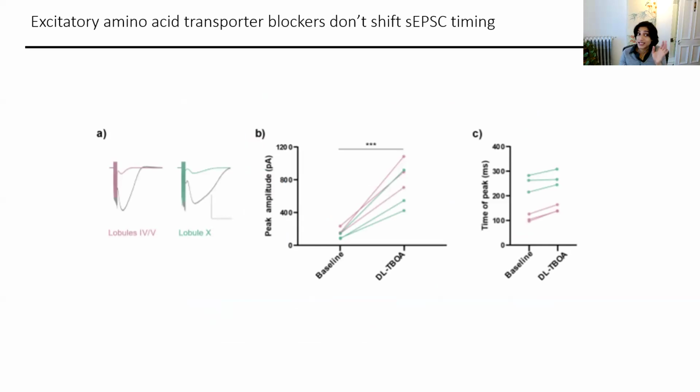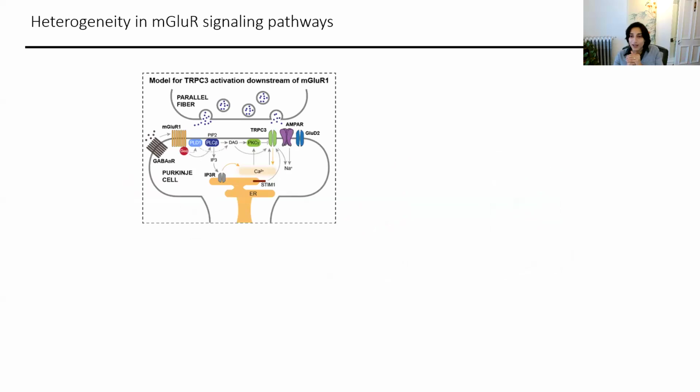We wondered whether it was the excitatory amino acid transporters, which of course would shift the timing of the current. It is not that. It is not sufficient to explain the shift in current. So we come back to this pathway that I showed you a little bit earlier. Where is this heterogeneity in timing coming from? And it's quite a problem, as you can imagine, right?